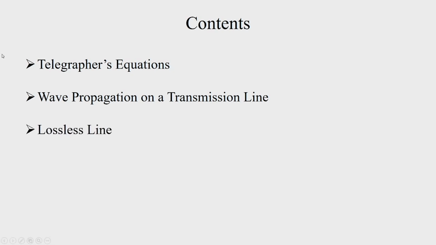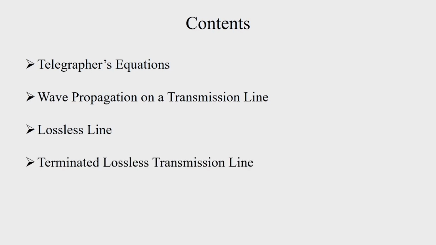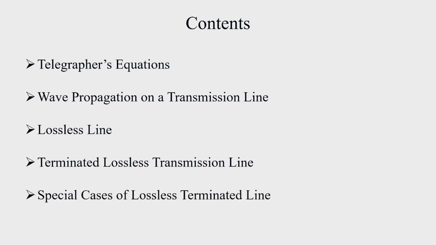In the previous class, we discussed some basics of transmission line, and we have seen that a short section of transmission line can be represented in terms of its lumped equivalent circuit. In this lecture, we will cover the following: the telegrapher's equation, the wave propagation on a transmission line, then the lossless transmission line, and then terminated lossless transmission line, and finally, special cases of terminated lossless lines.